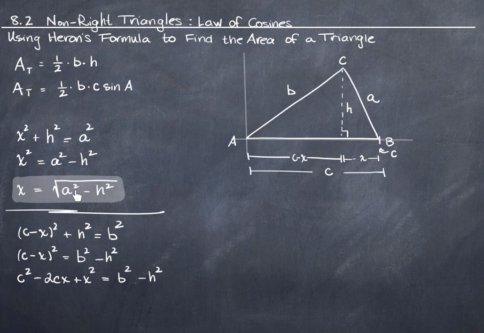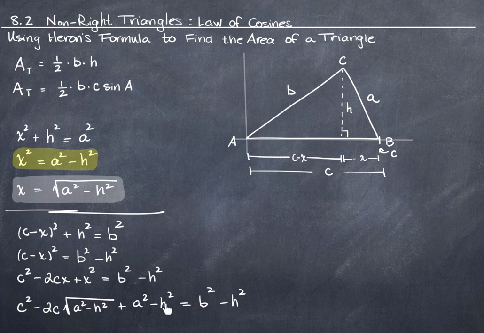Now I'm going to go back up to these two lines here, this one right here and this one right here, which I will also highlight just so we have it. And I'm going to use this way of expressing x and this way of expressing x squared in this formula. So that gives me c squared minus 2c times x, but x is the square root of a squared minus h squared, plus x squared, but x squared is a squared minus h squared, and that's all still equal to b squared minus h squared.